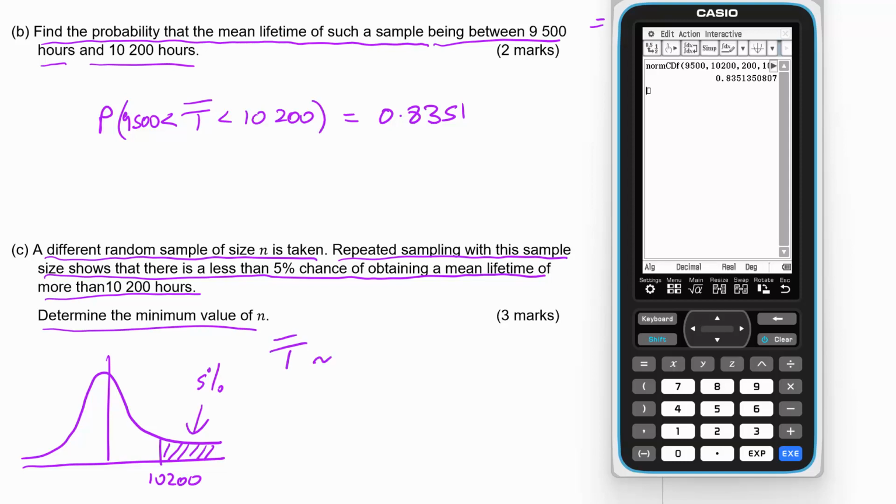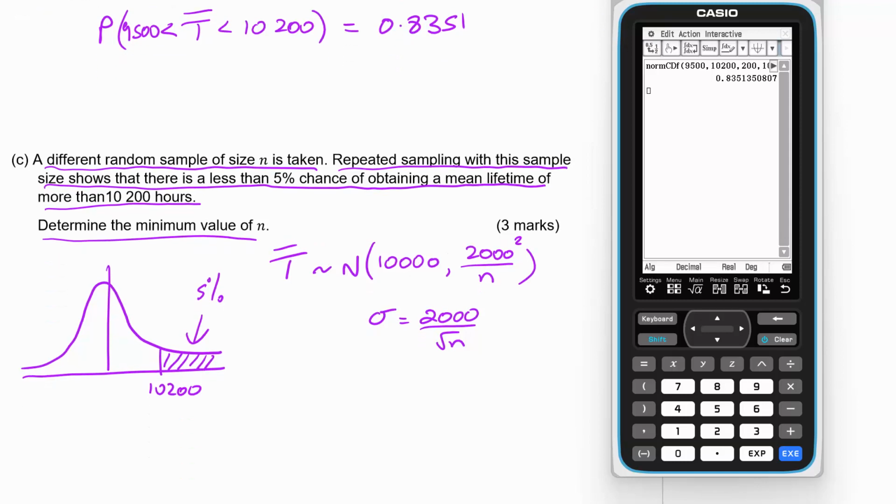So the distribution will have changed. It's got the same mean, but the variance is now going to be 2,000 squared over n, meaning that sigma is 2,000 over root n. The probability of T bar being more than 10,200, let's set that equal to 0.05.